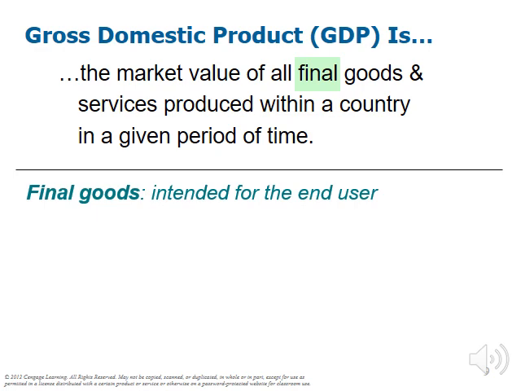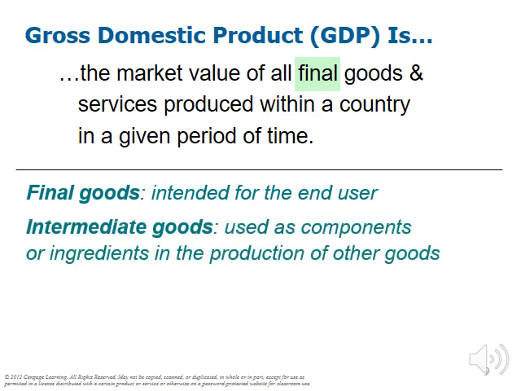Gross domestic product is the market value of all final goods and services produced within a country in a given period of time. A final good is a good that is intended for the end user. This is taken in contrast to intermediate goods, which are goods that are used as components or ingredients in the production of another good, which will ultimately become a final good. If you think about it, suppose that Ford Motor Company were to sell a pickup truck and that the value of that pickup truck were $40,000.